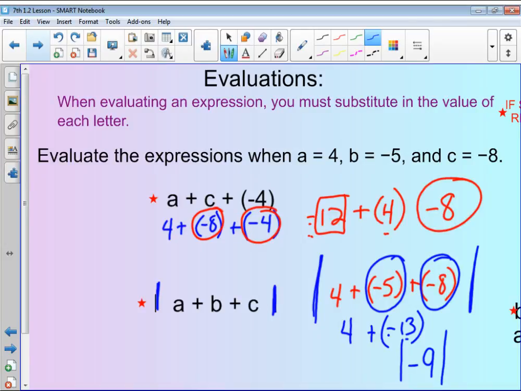Now I need the absolute value of that. And some of you might have forgotten to do that last step. So the absolute value of negative 9. Absolutely, how far is negative 9 from 0 on the number line? That would be 9 places away. Okay, so they're throwing in a little bit of stuff from lesson 1.